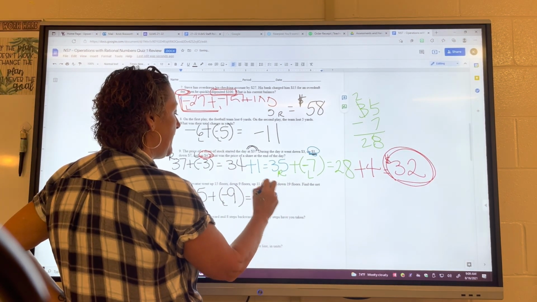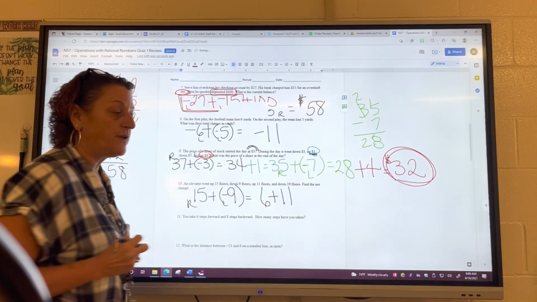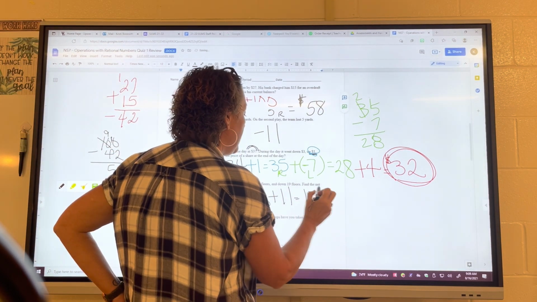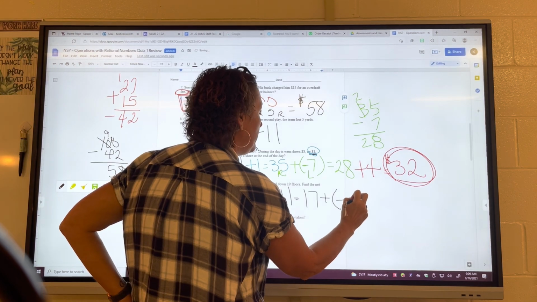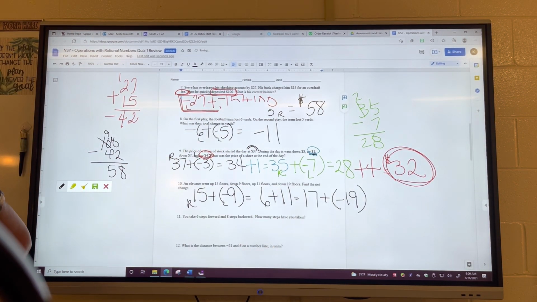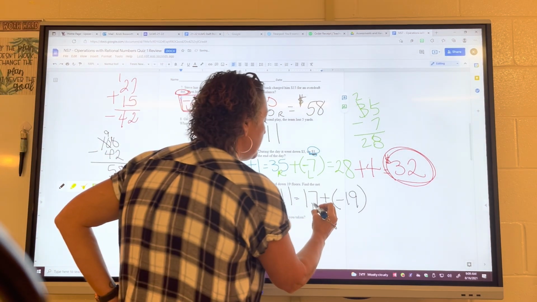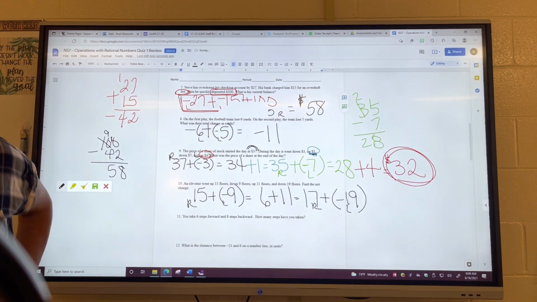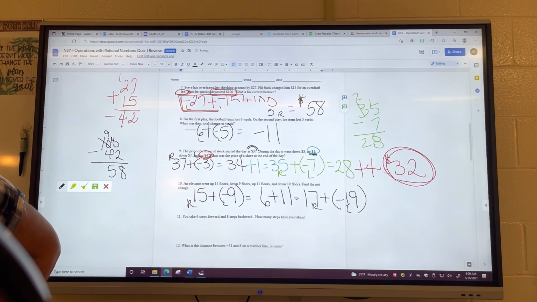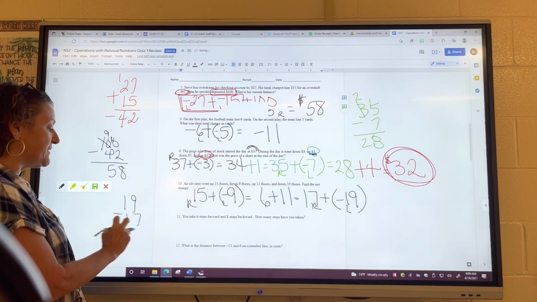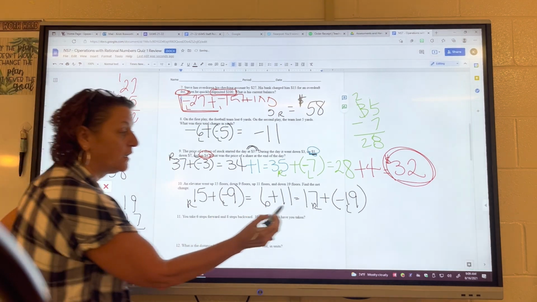And it went up 11 floors. So now I've got 6 plus 11, which is what? 17. And it went down 19 floors. So now I've got positive 17, negative 19. That's a right and a left. So is that alike or different? Different. Right, left, different. So what am I going to do? Subtract. And so I come over here. 19 minus 17 is 2.